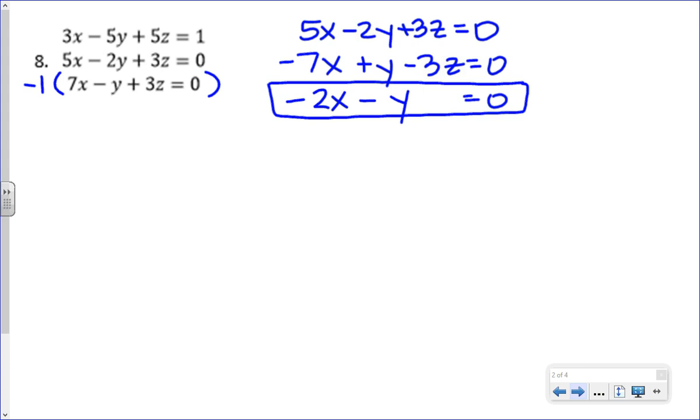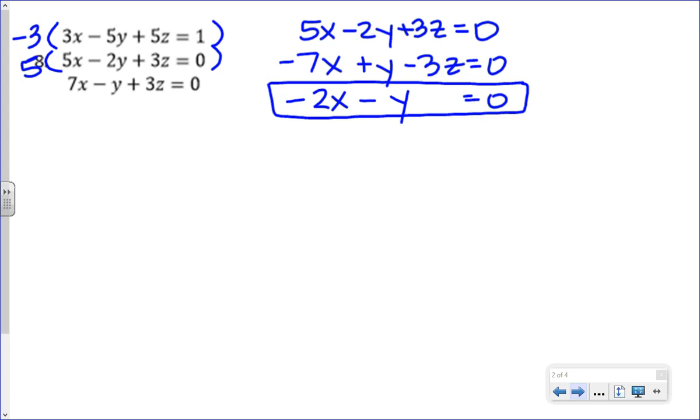So which two would you like to pick to eliminate z for a second time? There's no wrong answer. Sure, the first and second. So if we want to eliminate z from the first and second equation, we can multiply the first one by negative 3 and the second one by 5. Would that make our z's opposite? Yeah. Okay.